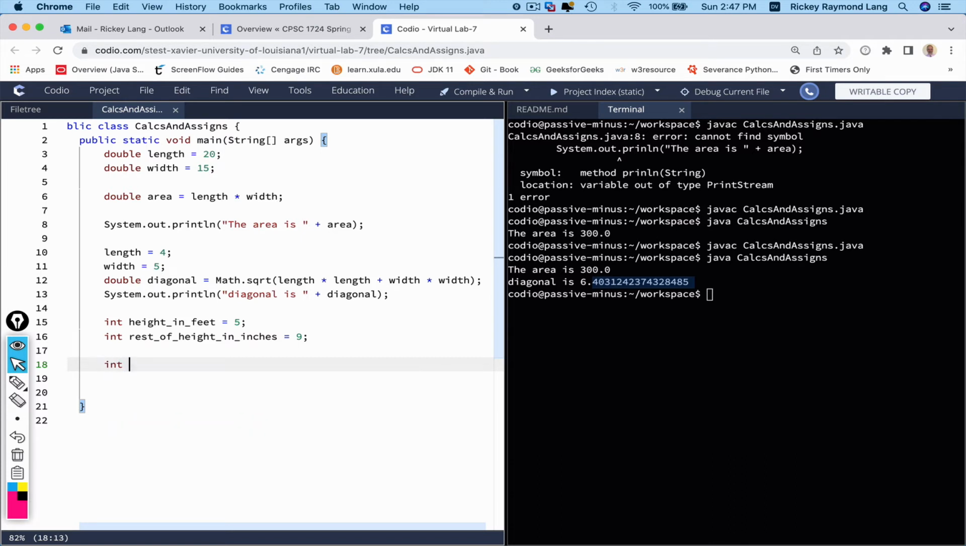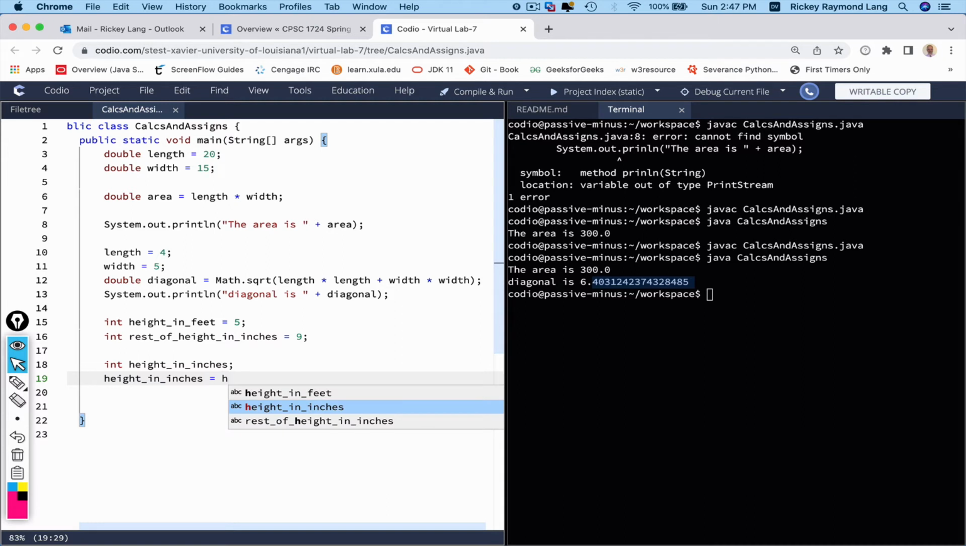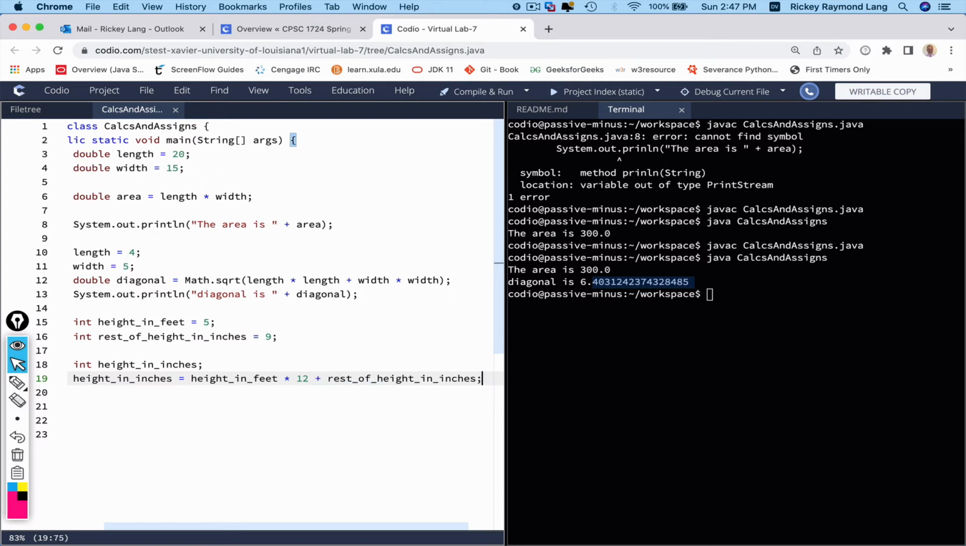So I'll make a variable, inches. And you don't have to calculate and declare in the same statement as I did here and here. You can set up the variable and then calculate it in a separate statement. So I want height in inches. And what is that? Well, that's just the height in feet times 12 plus the rest of the height in inches.